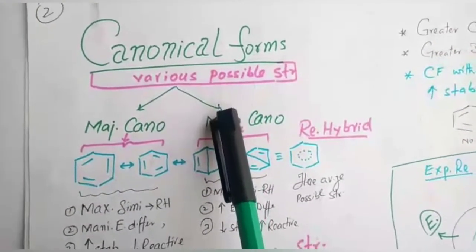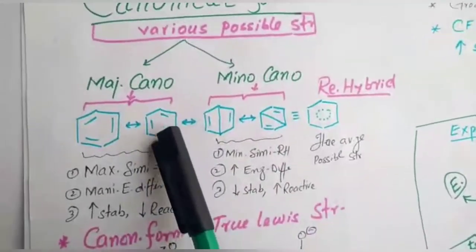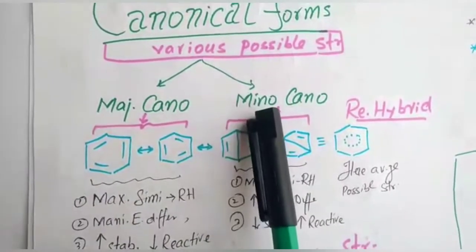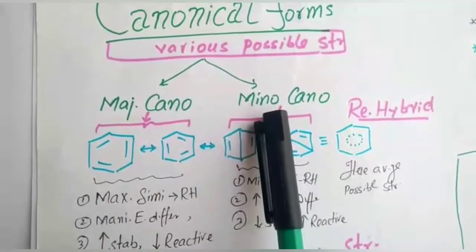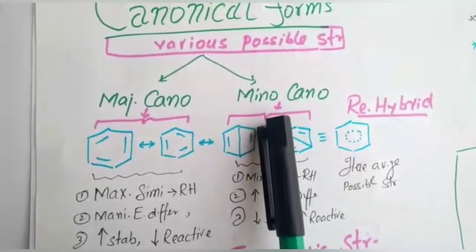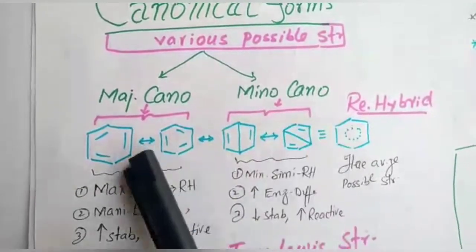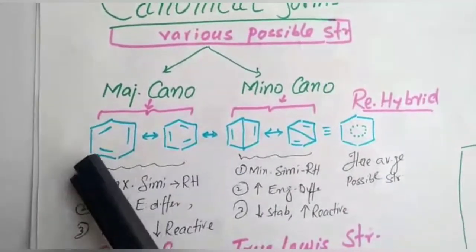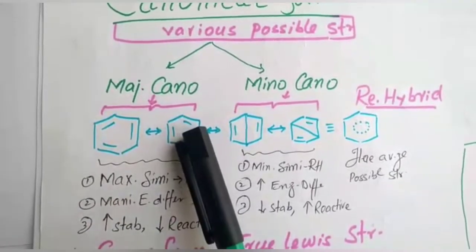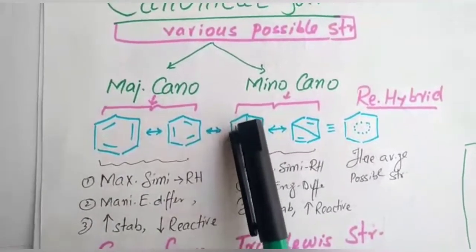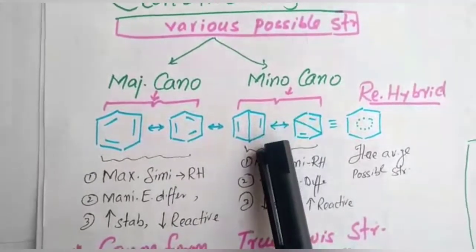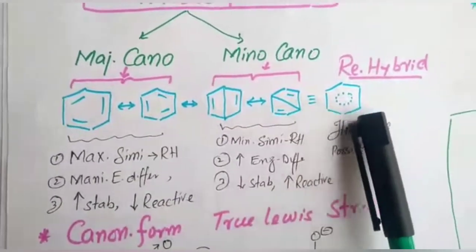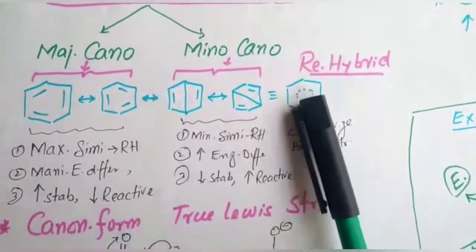The canonical forms are of two types. One is known as major canonical forms, and the next is minor canonical forms. So, for example, these are the canonical forms of benzene. So, these two are the major canonical forms, and these two are minor canonical forms. So, what is the difference? And this is the resonance hybrid.